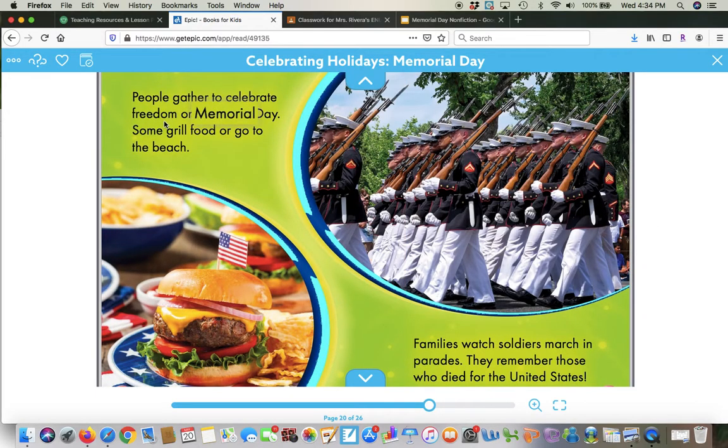People gather to celebrate freedom on Memorial Day. Some grill food or go to the beach. See how I told you about the barbecues? And families watch soldiers march in parades. They remember those who died for the United States. So just like for St. Patrick's Day and for Thanksgiving, we always see these big parades. They also have a parade for Memorial Day. And you notice how all the soldiers are wearing the same uniforms, the same things?